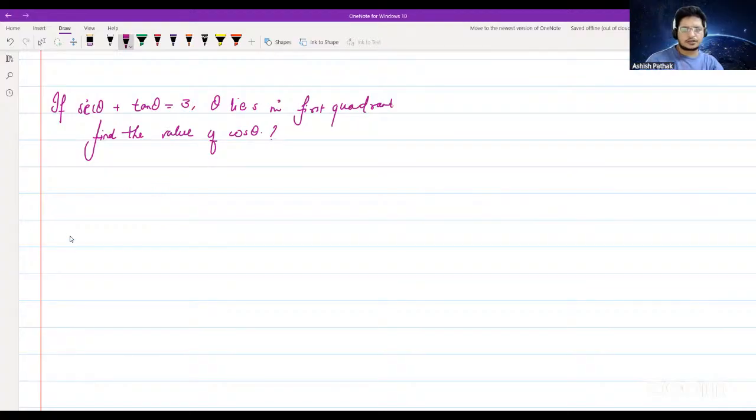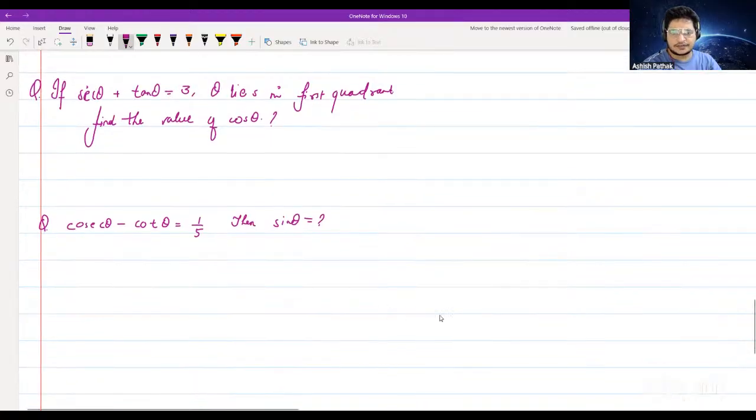Same thing you have to do in the next question: cosec theta minus cot theta is equal to 1 over 5. Then sine theta is equal to what? This is the next question. This is the first question. Okay, so we are having two questions. I will give you one more question which is similar to that one.